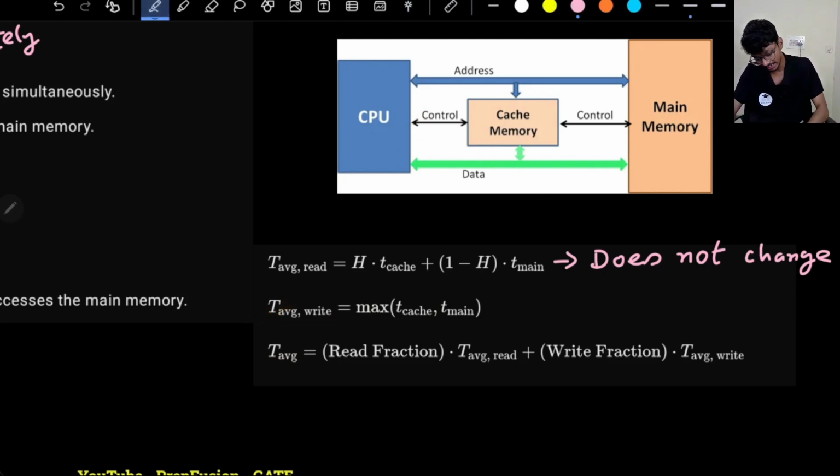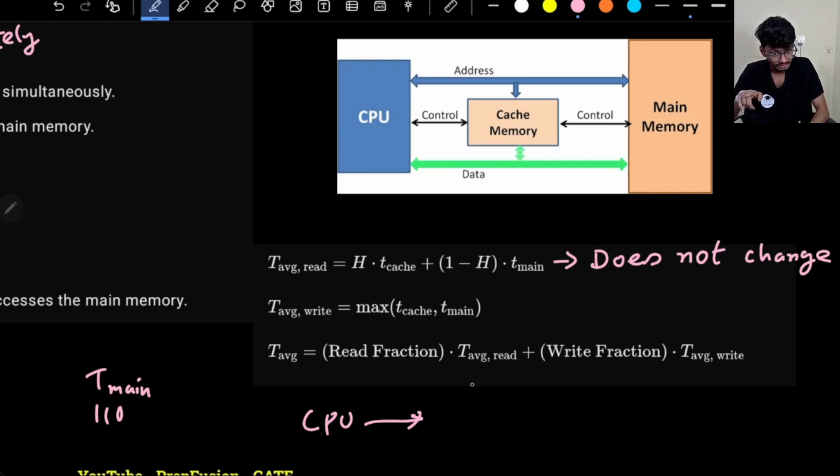So write means the CPU can write to memory. Let's say I want to change the value of location 110, and it is not present in the cache memory. Then I will directly go to the main memory and write it. How much time will that take? That will take T main, the time taken to access the main memory. That's it.